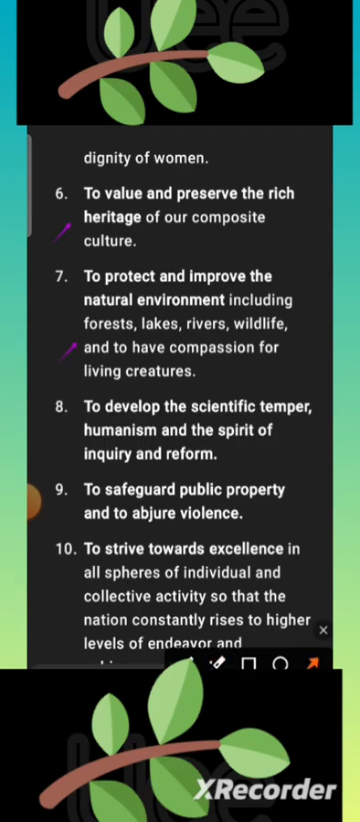Number 7. Protect the environment and have compassion for living beings. Care for nature and animals. Planting trees, avoiding plastic, feeding birds or stray animals. In education, environmental science, eco club and green campus initiatives. To protect and improve the natural environment including forests, lakes, rivers, wildlife, and to have compassion for living creatures.